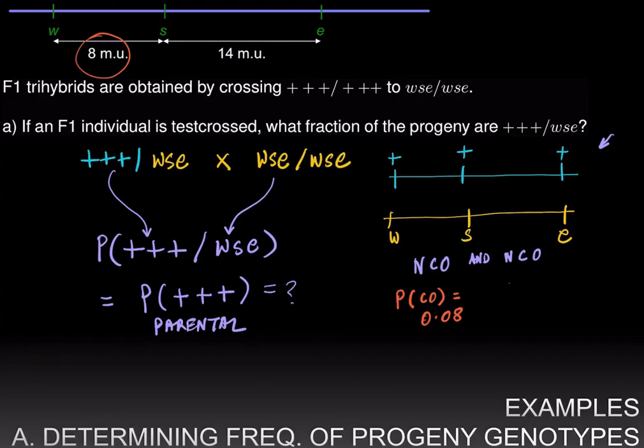What is the probability of crossover between S and E? S and E are separated by 14 map units, which means they produce 14% recombinants. Therefore, the probability of crossover between S and E is 0.14.